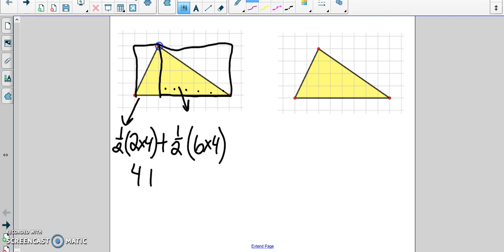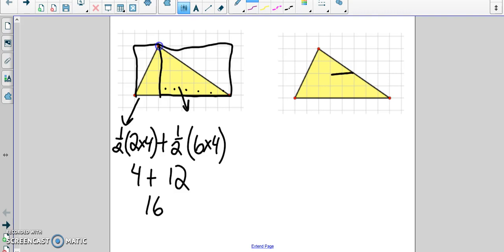So here we have 4 plus 12, which tells me that the area would be 16 square centimeters for this triangle. Okay, so that's one method that could be used. And that would be using the idea of the additivity principle there.